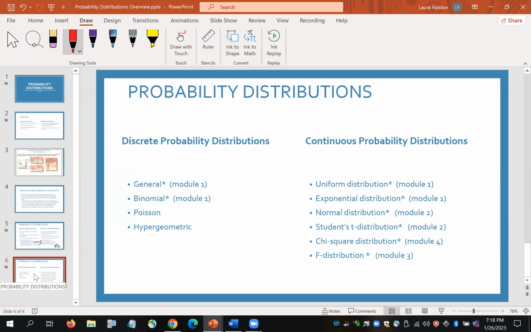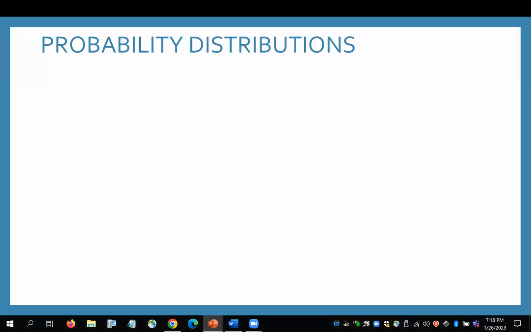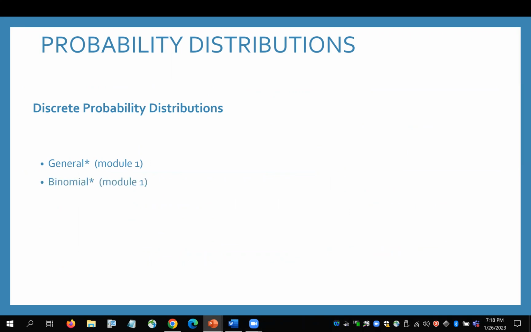Last thing here, I mentioned we're going to talk about those two different types. There's lots of them. For our purposes, we're going to talk about a generic discrete probability distribution here in module 1, and we're going to talk about the binomial. A couple of other discrete probability distributions are Poisson and hypergeometric.